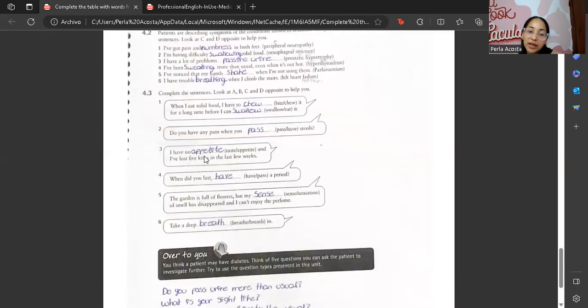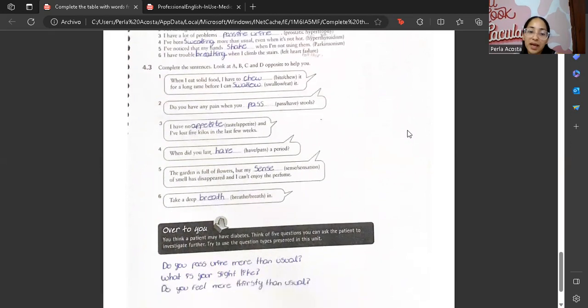Okay, 4.3 is complete the sentences. Look at A, B, C, and D opposite to help you. Number 1, when I eat solid food, I have to chew it for a long time before I can swallow it. Number 2, do you have any pain when you pass stools? Number 3, I have no appetite and I have lost 5 kilos in the last few weeks. Number 4, when did you last have a period? Number 5, the garden is full of flowers, but my sense of smell has disappeared and I can't enjoy the perfume. And number 6 is take a deep breath in.